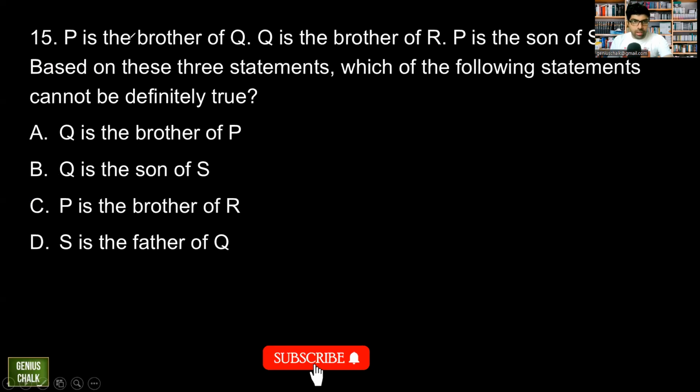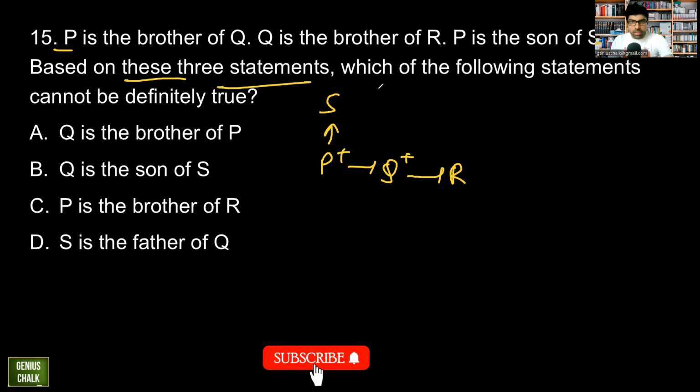One question of blood relation. P is the brother of Q. Q is the brother of R. Then P is the son of S. If P is the son of S, S must be here. Now, based on these three statements, which of the following statements cannot be definitely true? You have to be careful here. Cannot be. So Q is the brother of P.